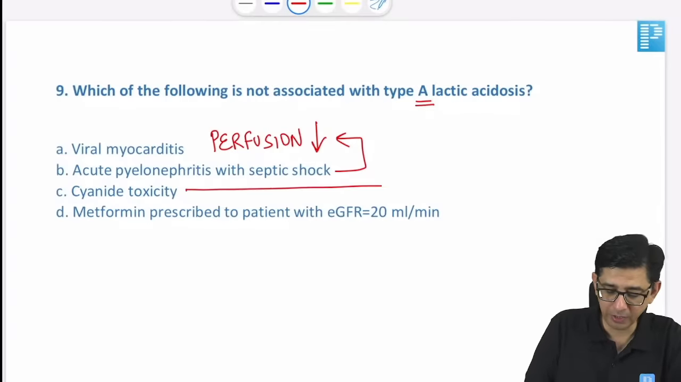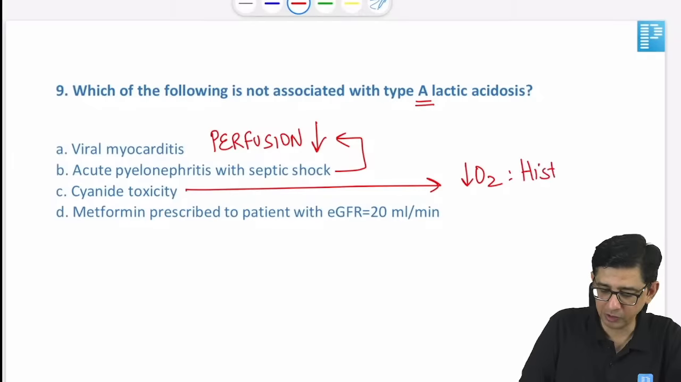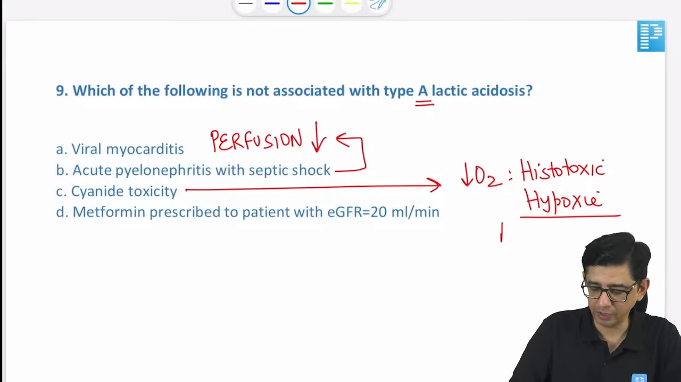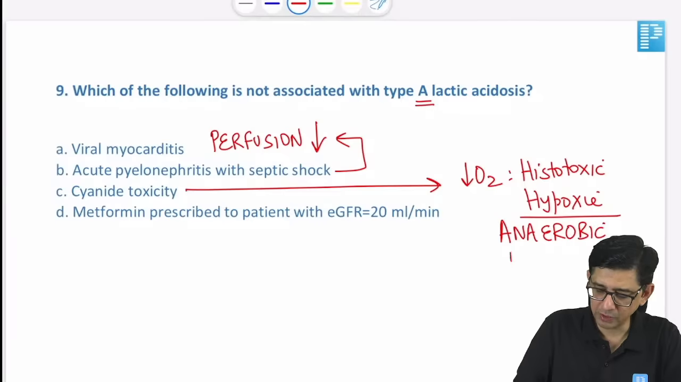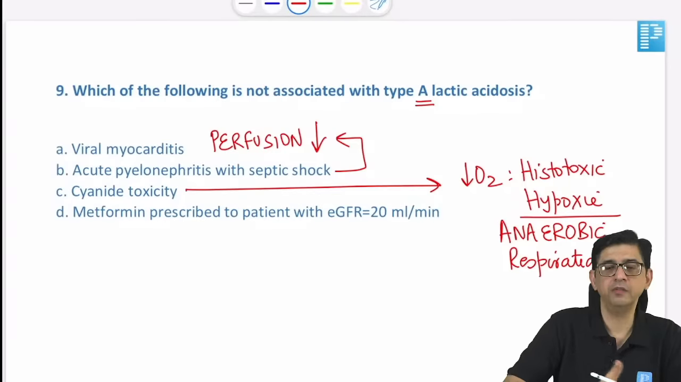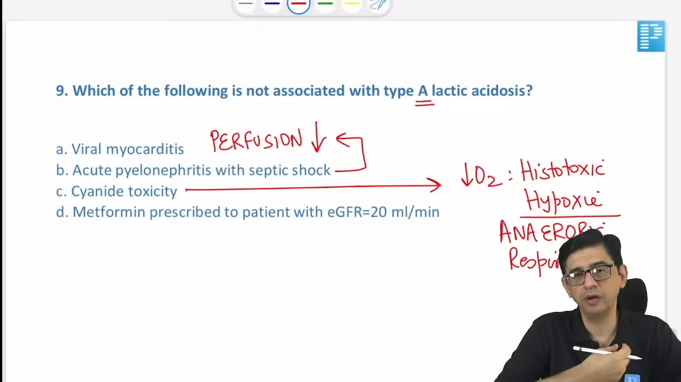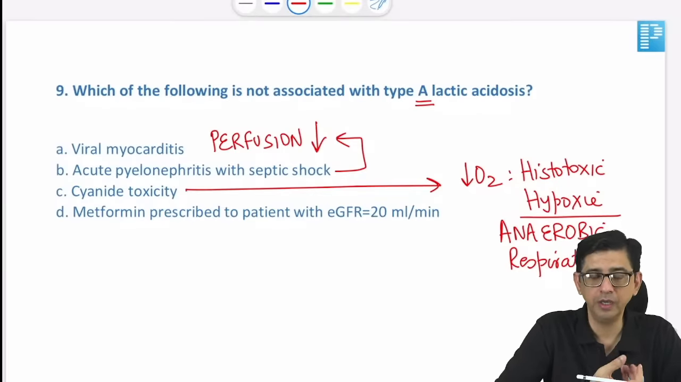And in cyanide toxicity, the availability of oxygen to the tissues would be less, because cyanide toxicity will cause histotoxic hypoxia, and because cells are not getting oxygen, they switch to anaerobic respiration, and that explains type A lactic acidosis. But if you look at option number D, you can very well see that it is due to a drug. Whenever drugs are mentioned like metformin or phenformin, or metabolic causes like chronic renal failure or diabetic nephropathy, then you always have to answer that as type B lactic acidosis.